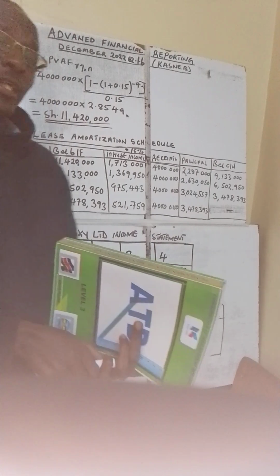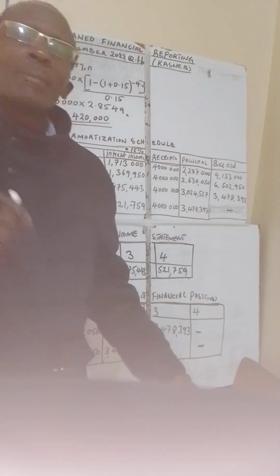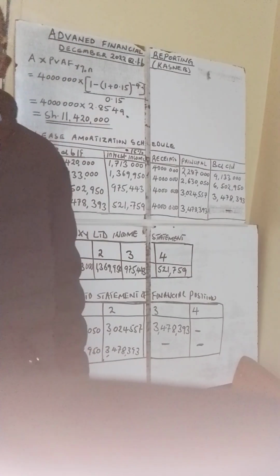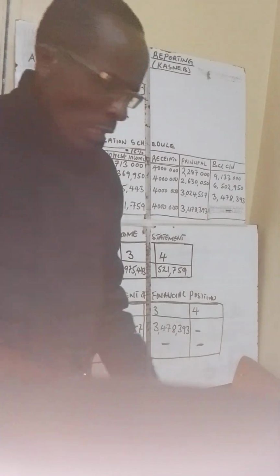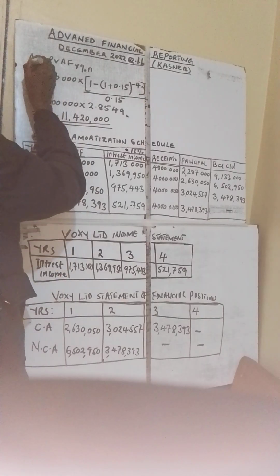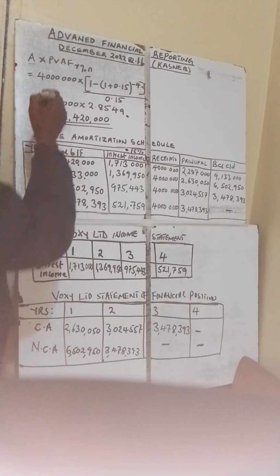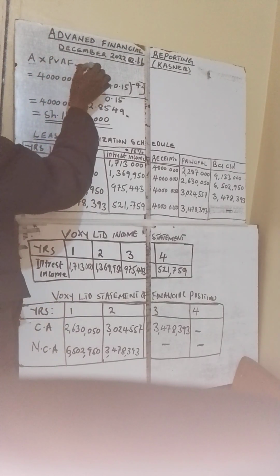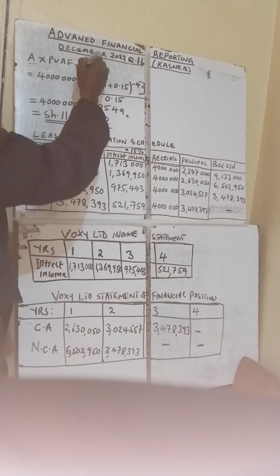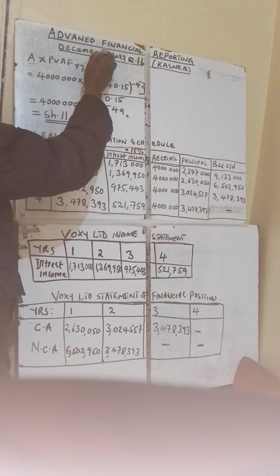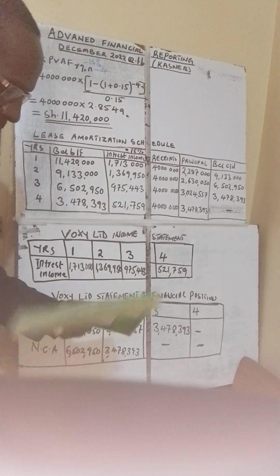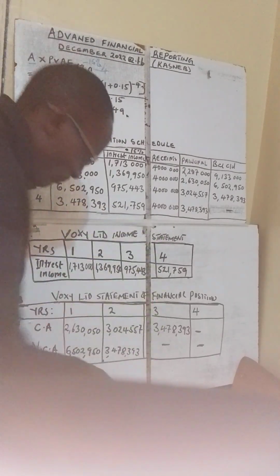And we are told that these payments are being made in arrears. They are paying by the end of this particular period. That is why, if you look at your calculation here, we are saying A times present value annuity factor r percent n. We are told the interest rate implicit is 15%, and this arrangement is for 4 years.